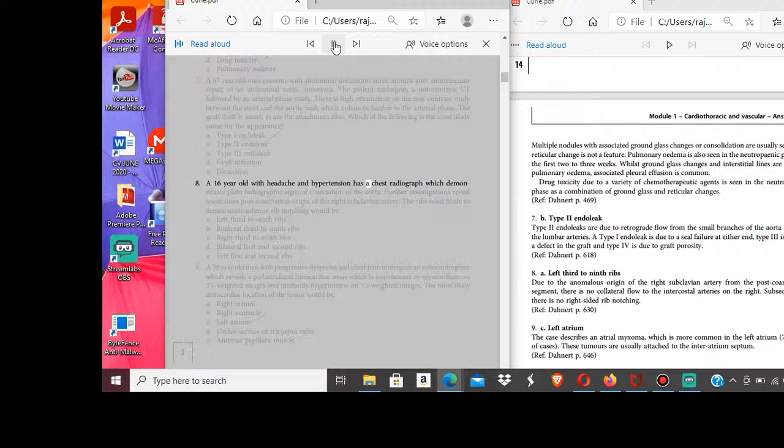A 16-year-old with headache and hypertension has a chest radiograph which demonstrates plain radiographic signs of coarctation of the aorta. Further investigations reveal anomalous post-coarctation origin of the right subclavian artery. The ribs most likely to demonstrate inferior rib notching would be: A. Left 3rd to 9th ribs, B. Bilateral 3rd to 9th ribs, C.